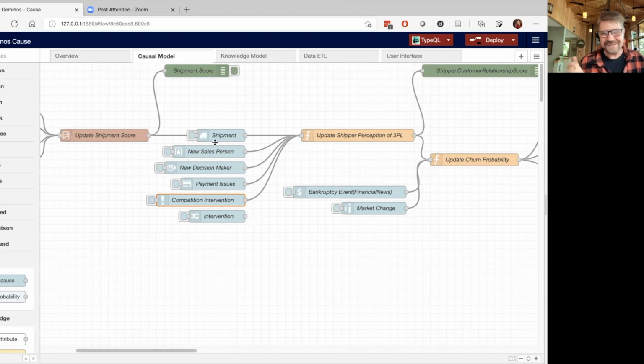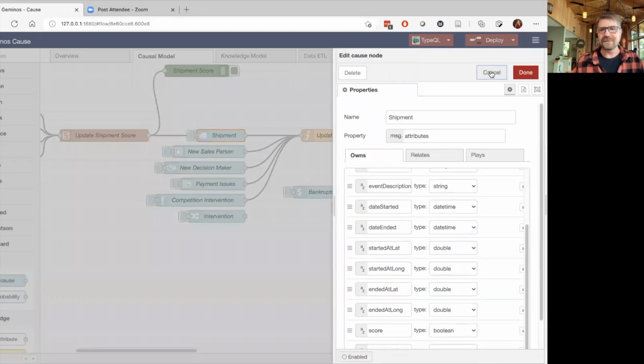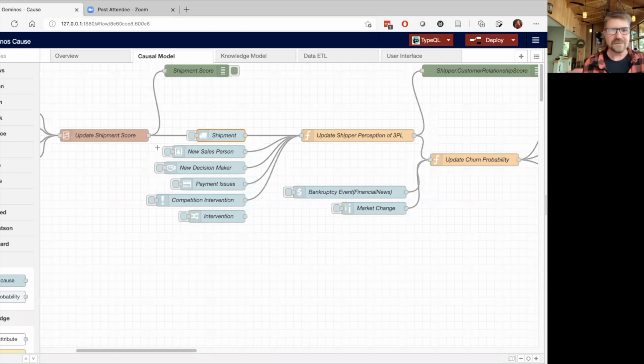So these are these ideas of events. Each one of these is an event, and there's a model behind this event. If I double click on one of these, you can start seeing the types of things that we're doing in these events. We'll dig into that in a second in the knowledge model.